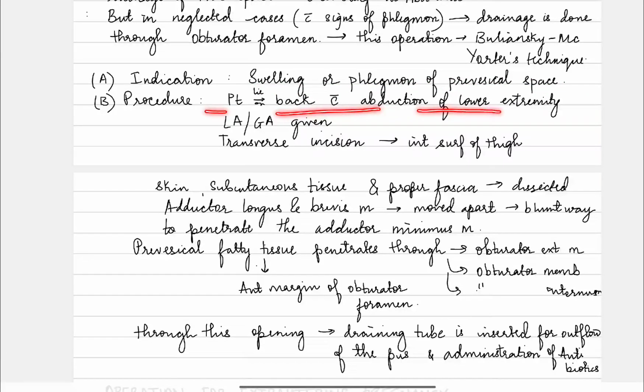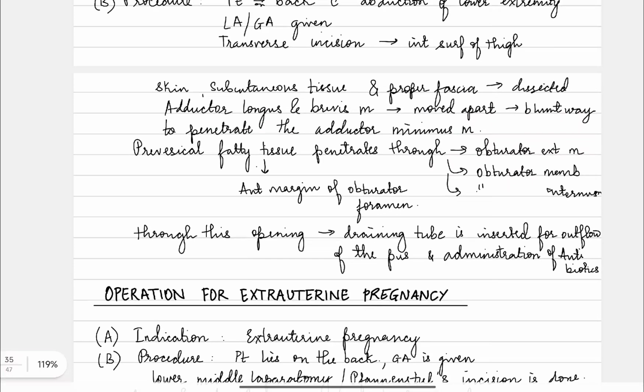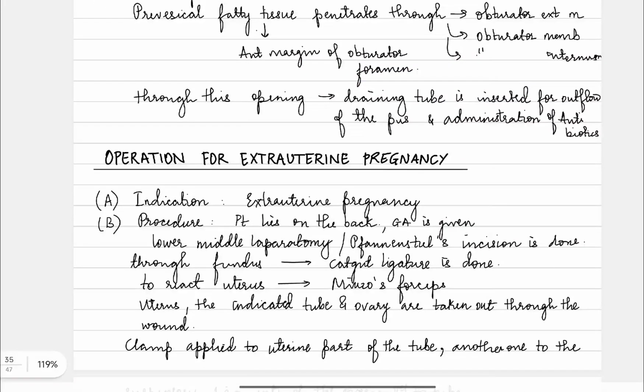Patient lies on back with abduction of lower extremities. Local anesthesia is given. Transverse incision on the internal surface of thigh. Skin, subcutaneous tissue and proper fascia is dissected. Adductor longus and brevis muscles are moved apart in the blunt way to penetrate the adductor minimus muscle. Prevesical fatty tissue is reached through obturator externus muscle, obturator membrane and obturator internus muscle and anterior margin of obturator foramen. Through this opening, drainage tube is inserted for outflow of the pus and administration of antibiotics is done.